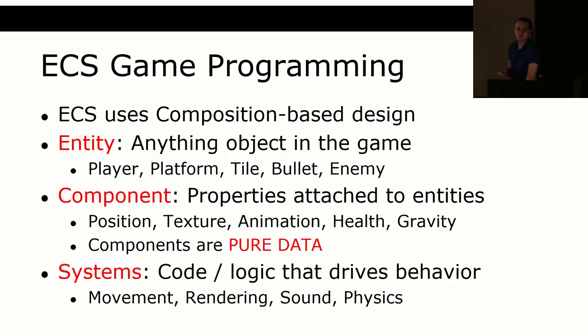So how do we do things with the data? We have systems. Those systems are code and logic that drives the behavior. Systems are just functions, right? So we'll have a function that does all the movement in the game. We may have a function that does all the rendering or all the graphics in the game, another one that does the sound, another one that does the physics. And so we'll have different systems for different things in the game. One of the benefits of this is that if we want to turn off the graphics, we turn off the rendering system. If we want to turn off the collisions, we can turn off the collision system. It's really modular and really interesting.